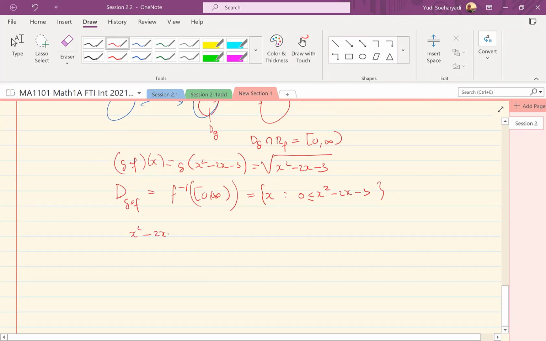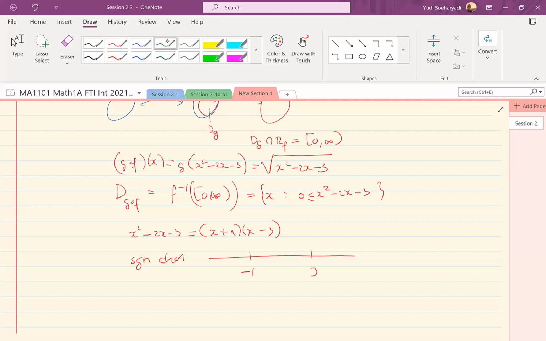So with x squared minus 2x minus 3, we're looking for x so that the value is positive. Sorry, not negative. Let's see. So this is x plus 1, x minus 3, right? So a sign chart. Your sign chart has -1 and 3. What about the sign? Of course, it's plus.